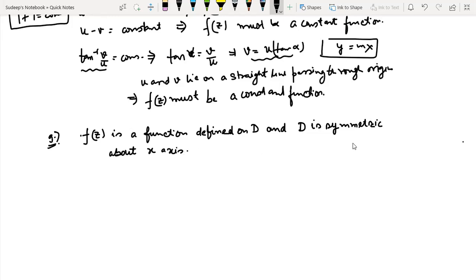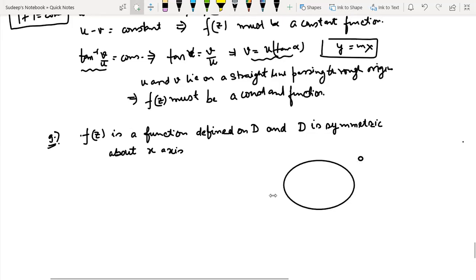Okay, so when I say that D is symmetric about the x-axis, what does it mean? It means what? Just give me a minute. So let me just make a shape here so that I can explain. I can make an oval, I can make a circle also. So okay, let me just make a shape here. Okay, so what I'm going to do is see.